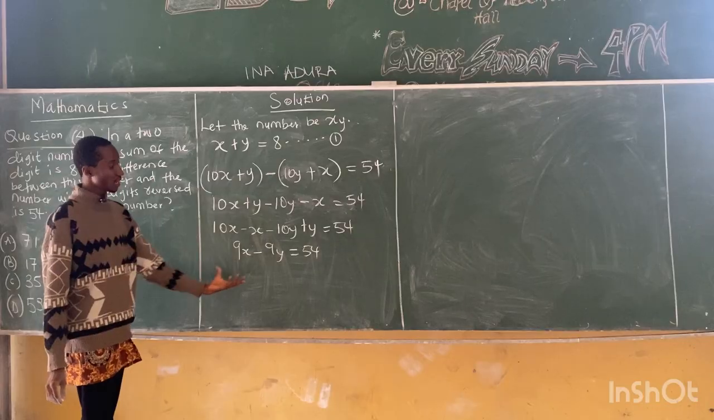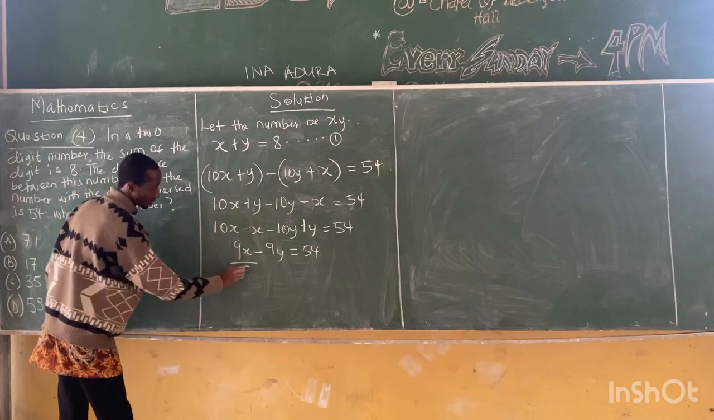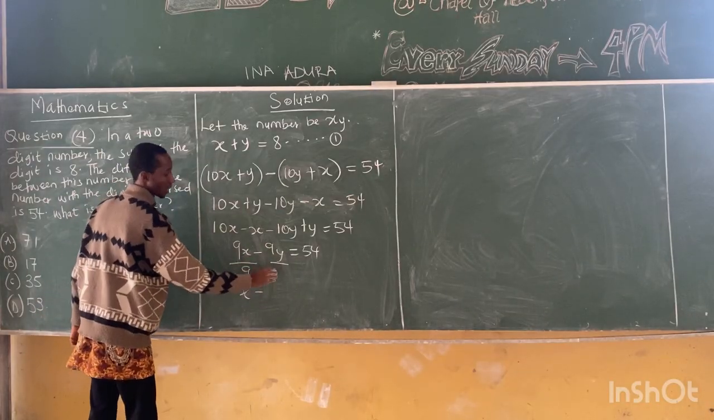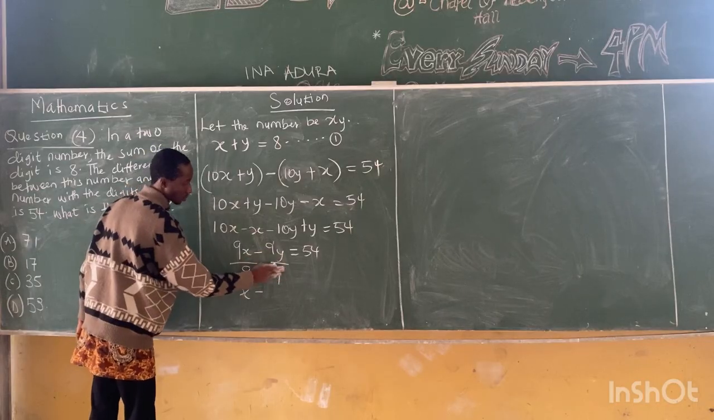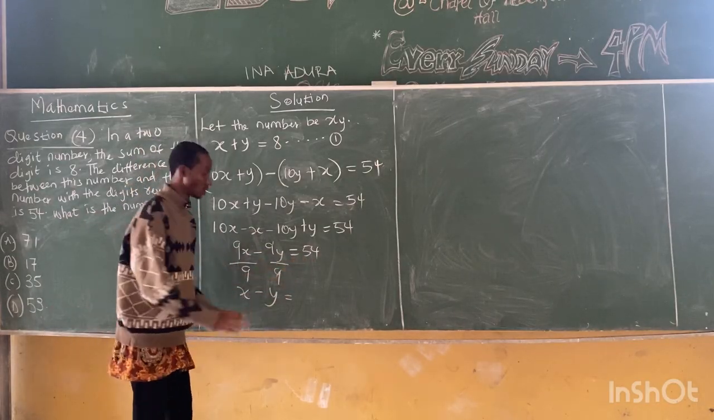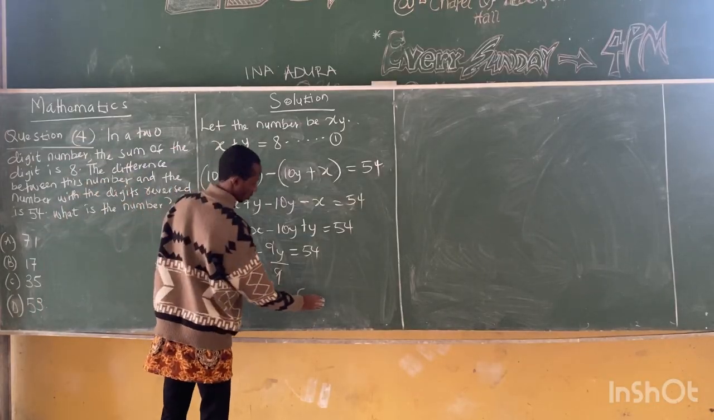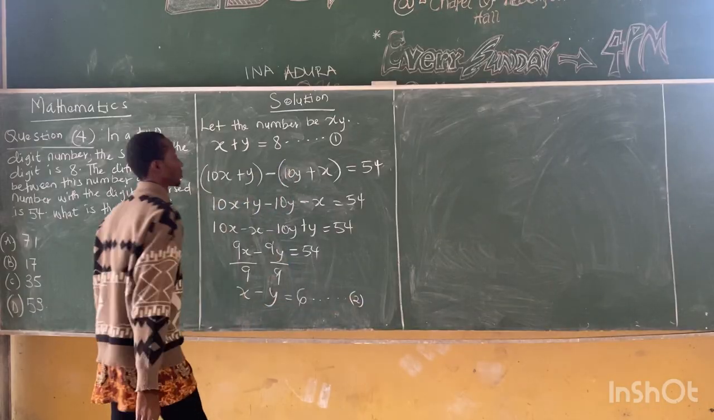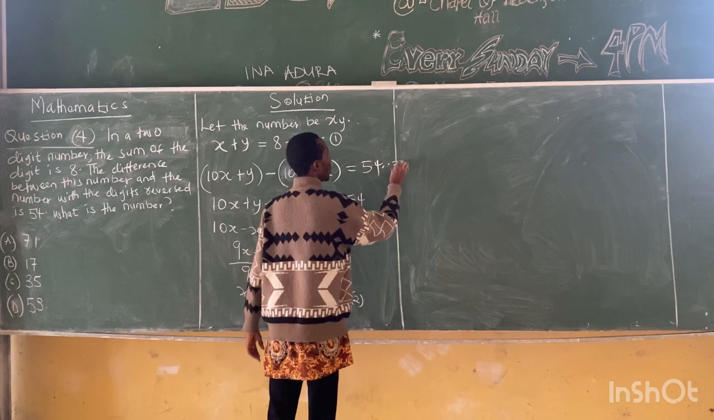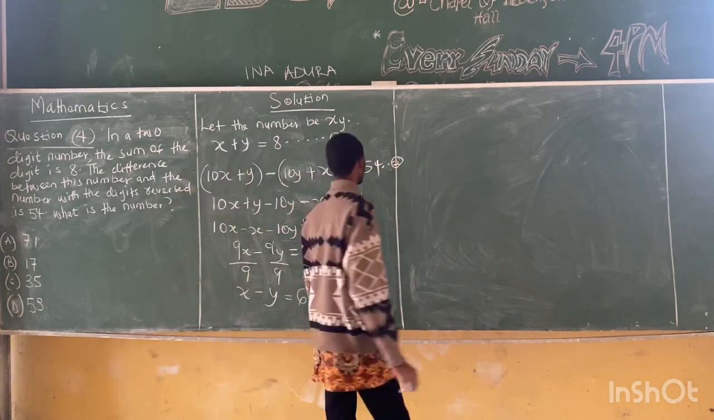So there's something that can divide through. 9 can divide through, right? 9 divided by this gives us what? x. The same 9 divides 9y, we have what? y. 54 divided by 9 will give us 6. So we have this to be our equation 2. So this is equation 2 and this is equation 3. Now we have gotten this to be our equation 3.